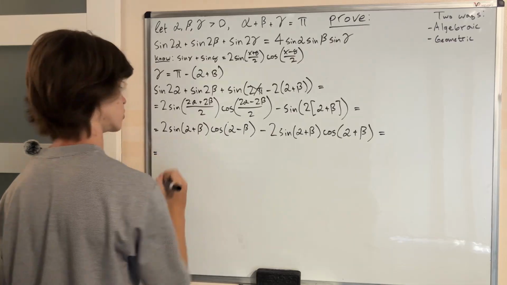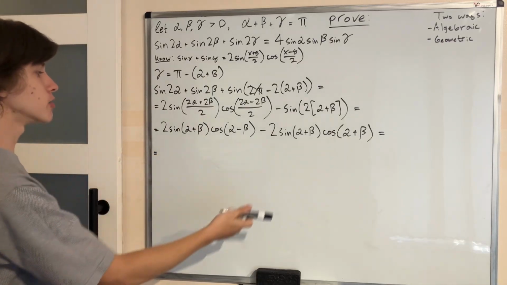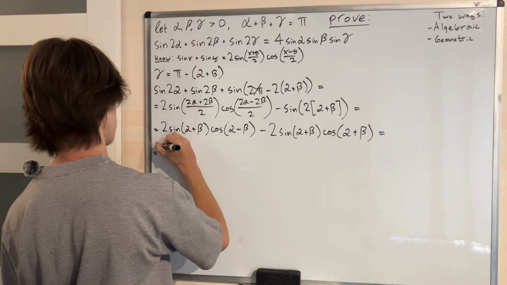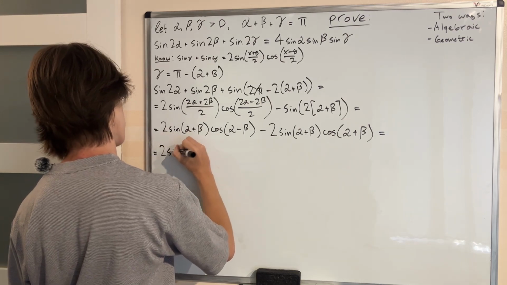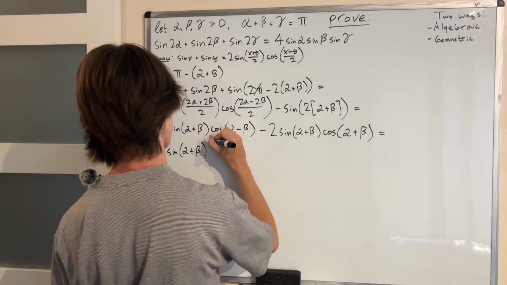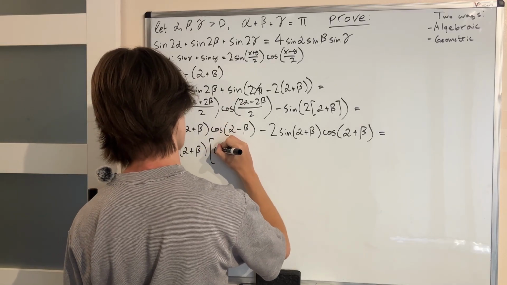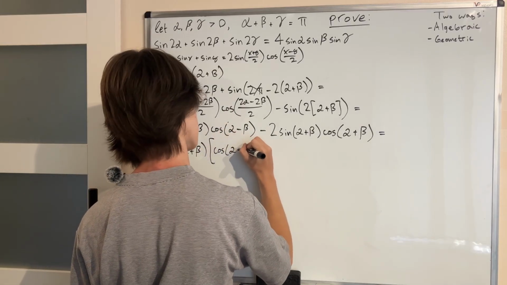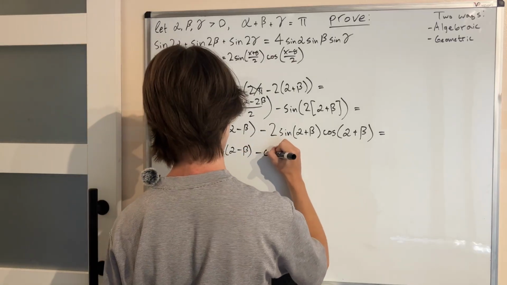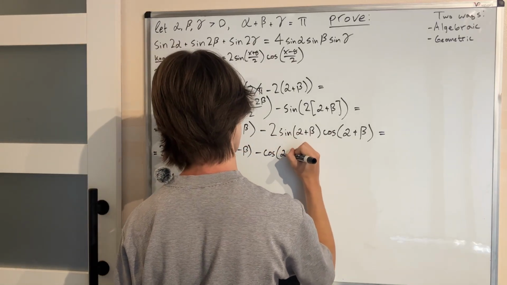And we can proceed to factor out 2 sine of alpha plus beta. It is here on both sides. So let us do that. It is going to equal 2 times the sine of alpha plus beta, and then times the first one in here, we got the cosine of alpha minus beta, and then here we got minus the cosine of alpha plus beta.